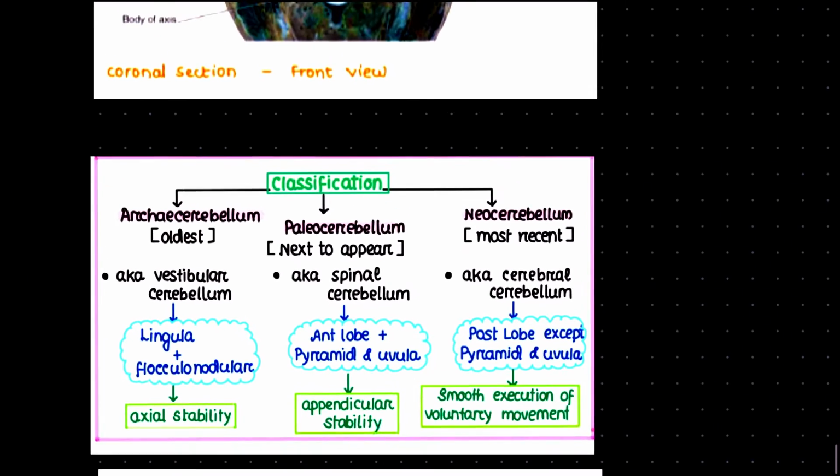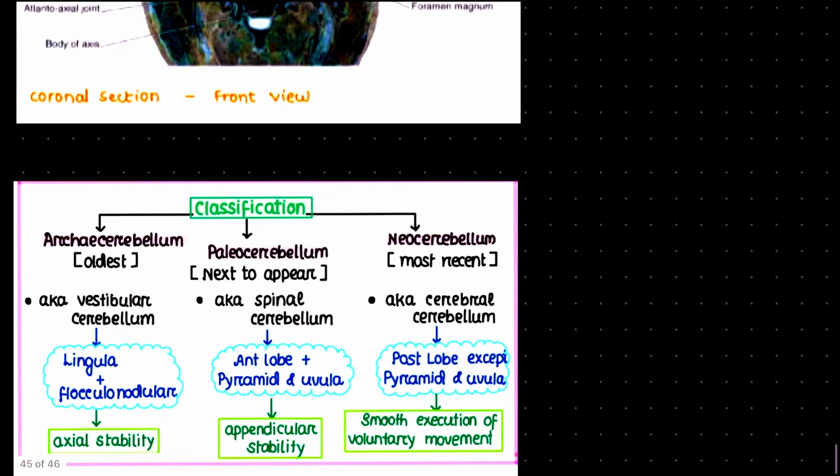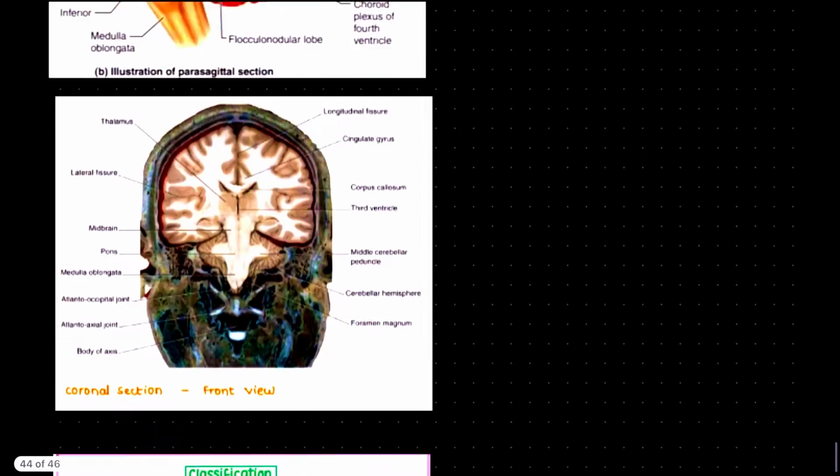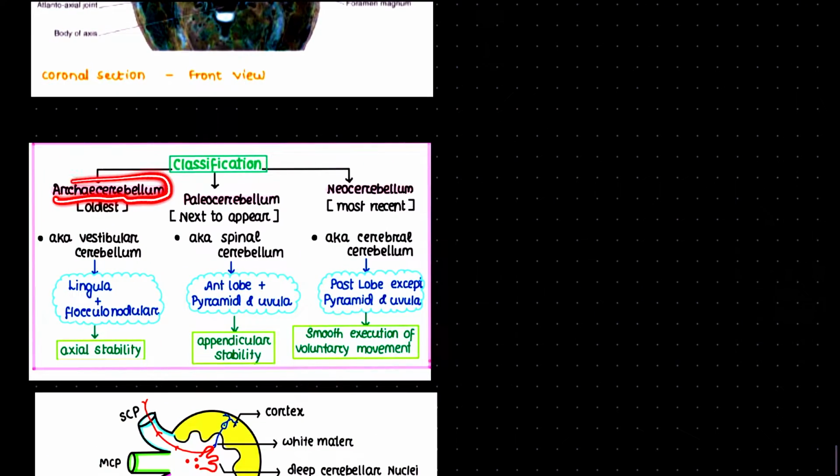So talking about archaeocerebellum, it is also called vestibular cerebellum. The structures included in the archaeocerebellum are the flocculonodular lobe that we discussed right here, and the other structure is the lingula. So lingula and flocculonodular are kept under archaeocerebellum. The function of the archaeocerebellum is to maintain axial stability, balance, like a boat, how it is balanced. So this was about archaeocerebellum.